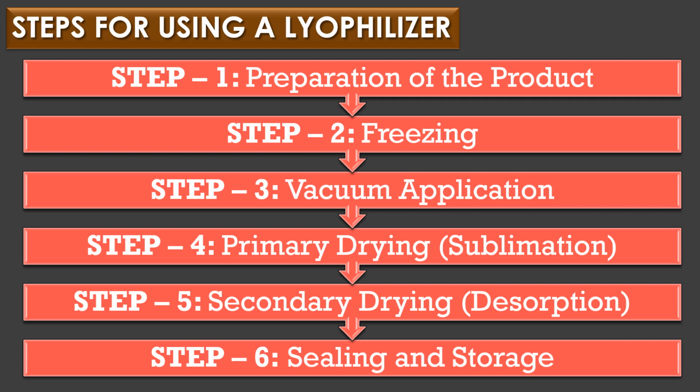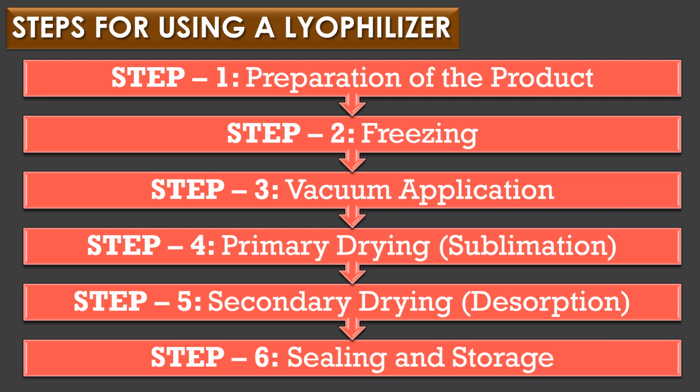The third step is vacuum application. Once the product is frozen, a vacuum is applied to lower the pressure within the chamber. The fourth step is primary drying or sublimation. Heat is gradually introduced to sublimate the ice and convert the ice into vapor. The condenser traps the vapor, turning it into ice to prevent it from returning to the product.